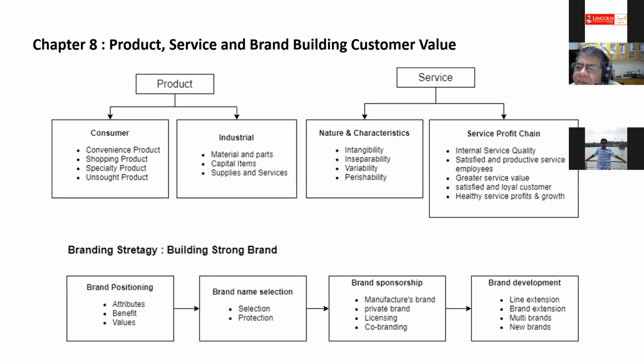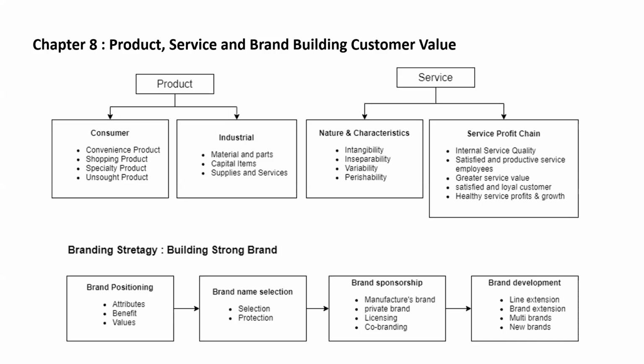Most products are physical, and we can touch them. Services are more complicated products because they are intangible. Normally, by nature and characteristics, they have four characteristics: intangibility, separability, variability, and perishability. The service profit chain is very important for services: the company, employee, and customer. It has five links. In this book, they mention internal service quality, satisfied and productive service employees, greater service value, satisfied and loyal customers, healthy service profits, and growth.